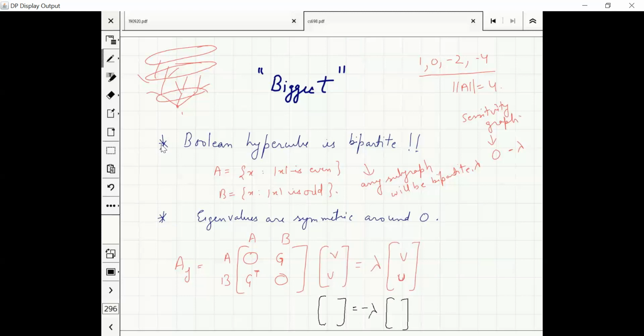So V in itself is a vector of the required dimension. Similarly, U. Now, if this is true, I want to create a vector whose eigenvalue is minus lambda. What is that eigenvector? Minus V, minus U. That is not correct. Why is that not correct? What is the eigenvalue corresponding to minus V and minus U? Okay, that is lambda itself.